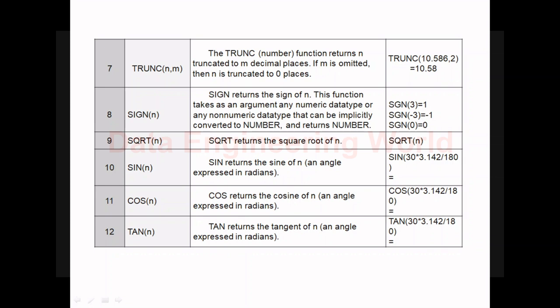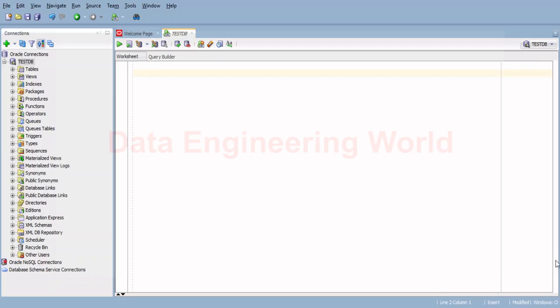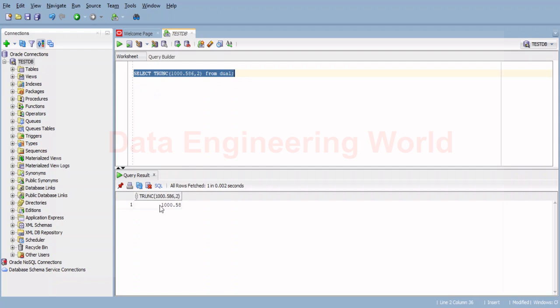The next function in the list we have is trunc. This function returns n truncated to m decimal places. Let's take a look at some examples. Here we are using the trunc function on a number 1000.586. So let's run this query. So here we have the result. The number has been truncated to 2 decimal places.